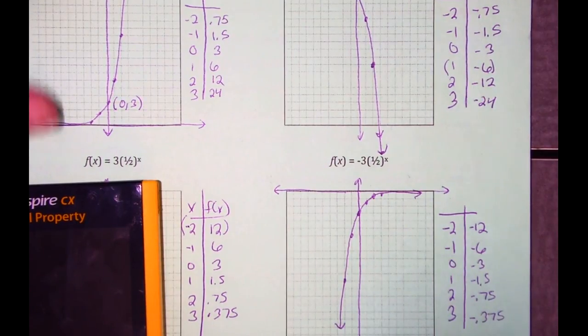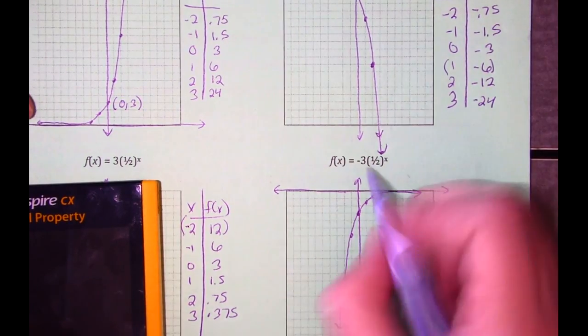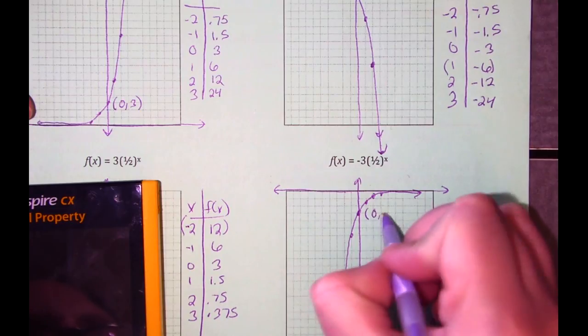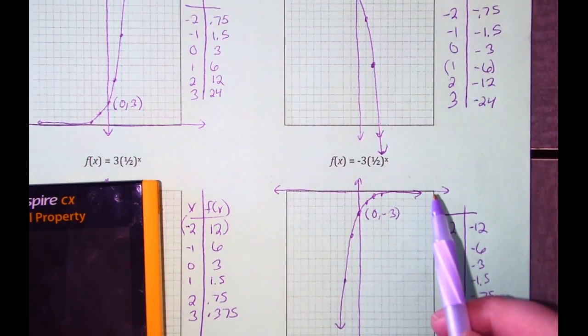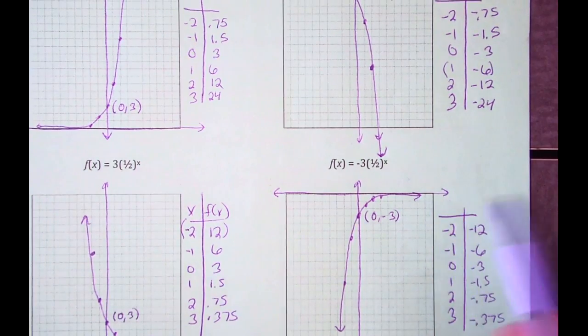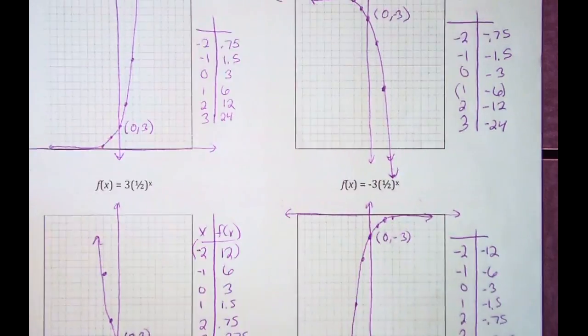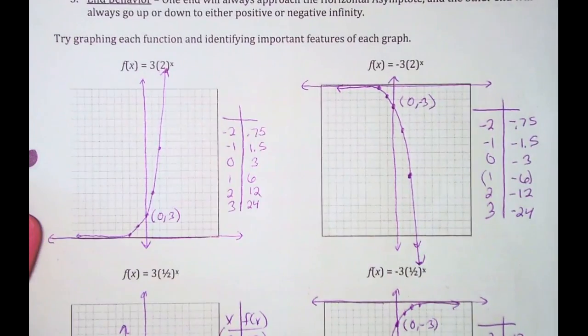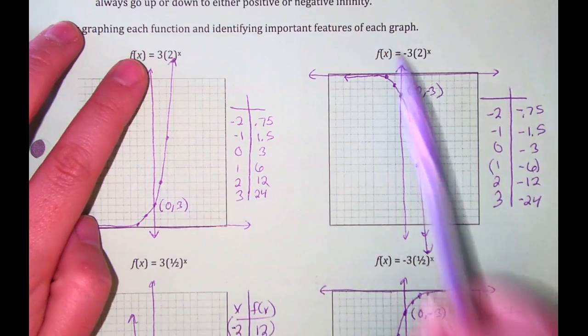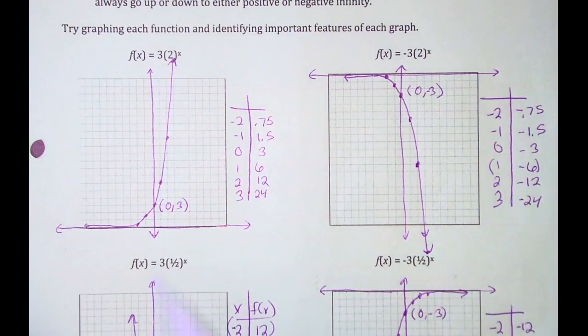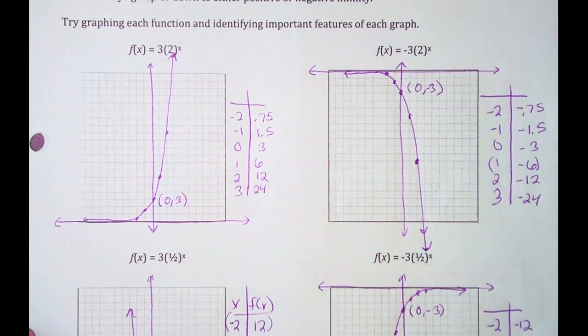So now on the left, it's going down to -infinity. My y-intercept is 0, -3. And the horizontal asymptote is the x-axis. It's getting closer and closer, but never touching. Just to notice a couple things, just to make a few connections. Notice that the a value is always the y-intercept. -3, then it's -3. 3, 3, -3, -3.